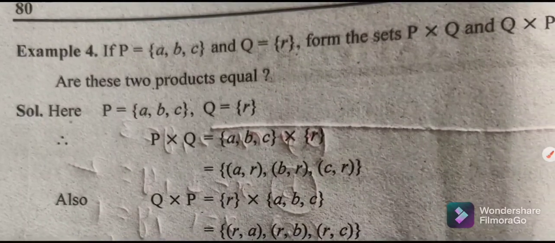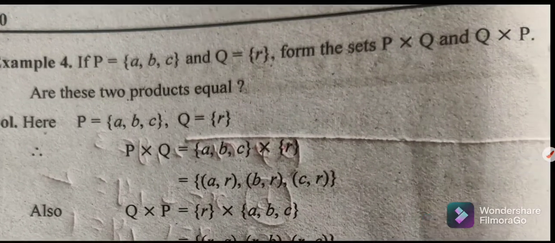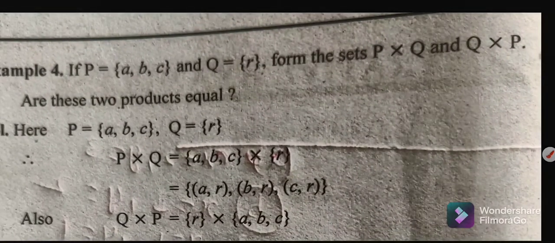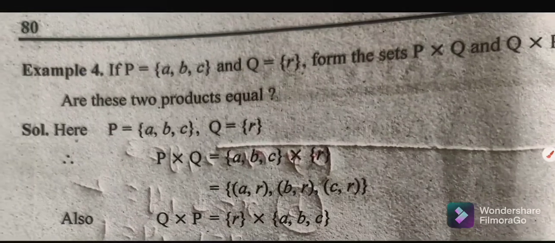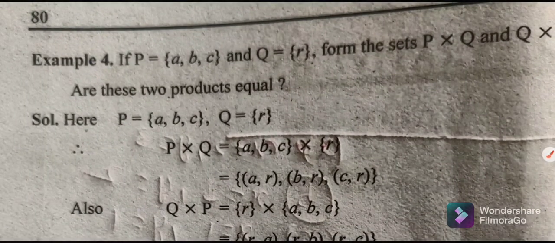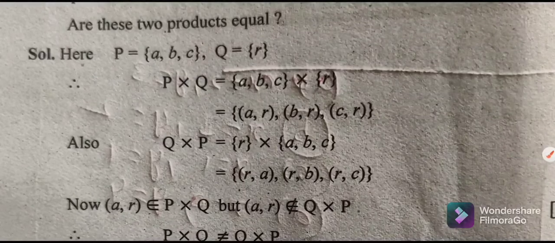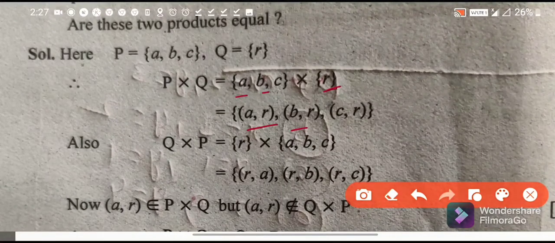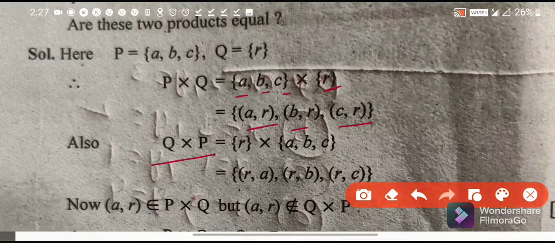If P is equal to {a, b, c} and Q is equal to {r}, form the sets P cross Q and Q cross P. Are these two products equal? Now P cross Q is equal to {(a, r), (b, r), (c, r)}, and Q cross P is equal to {(r, a), (r, b), (r, c)}. So these are not equal.